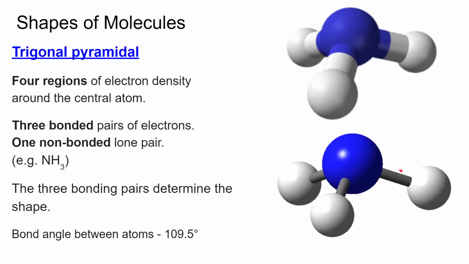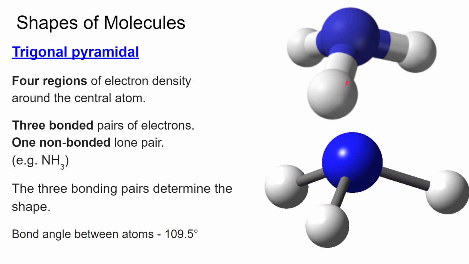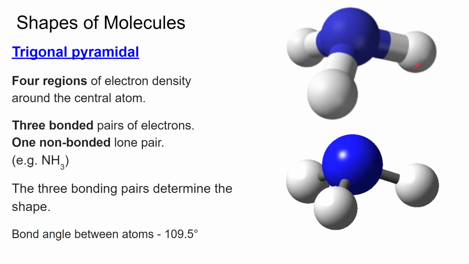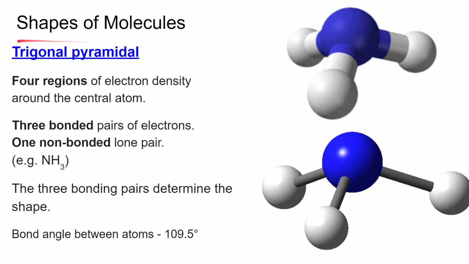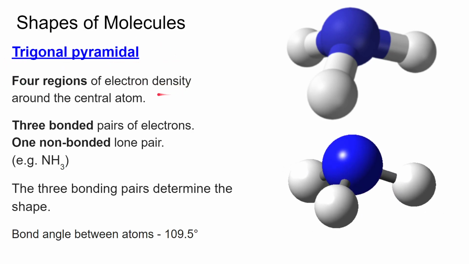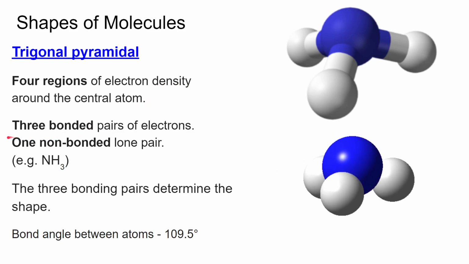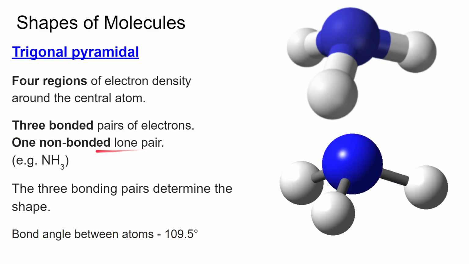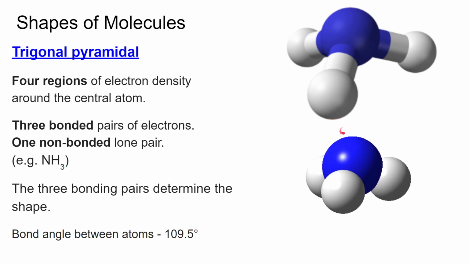So this is the new shape, trigonal pyramidal. So it's a pyramid, and it's got a trigonal base, a triangle base, so we call it trigonal pyramidal. This is when you have four regions of electron density around the central atom. Three are bonded, and you've got one non-bonded lone pair of electrons. So you've got two electrons hanging out up here.